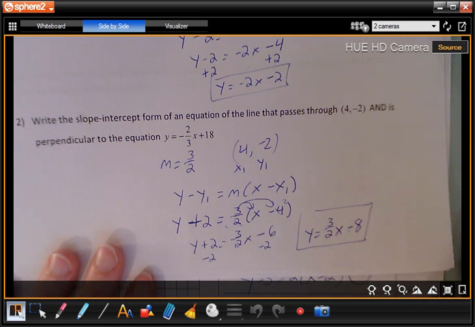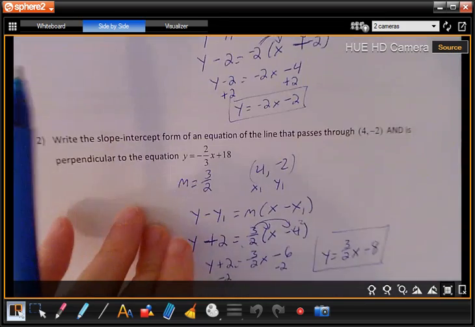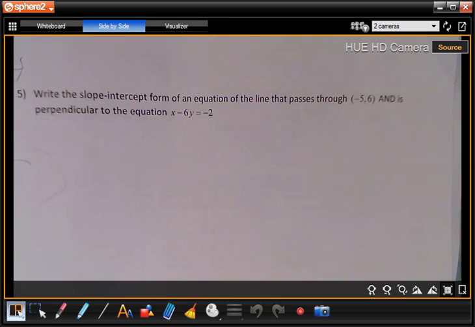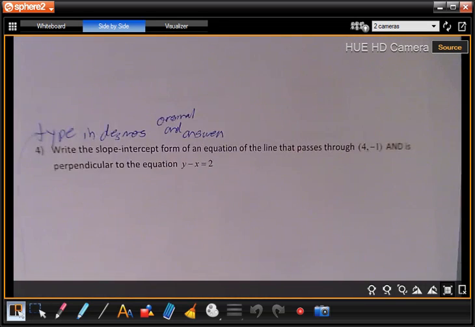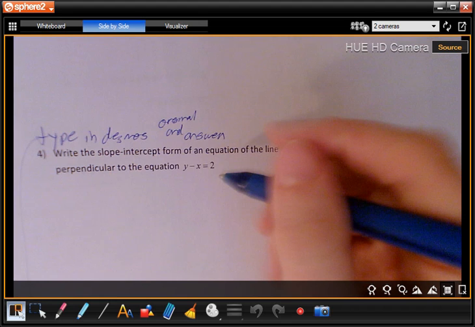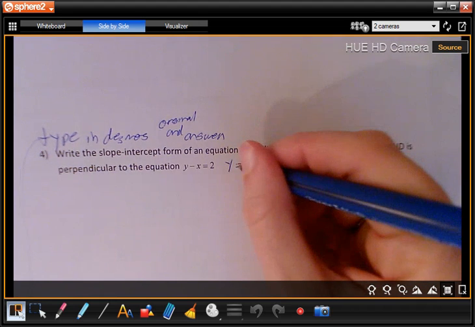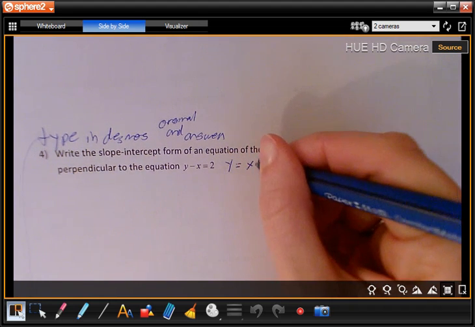I'm going to do one more that's in standard form. So we're going to look at number 4 right here. And it says, write the slope-intercept form equation of the line that passes through (4, -1) and is perpendicular to y minus x equals 2. I like to change it into slope-intercept form. So I get y equals x plus 2.